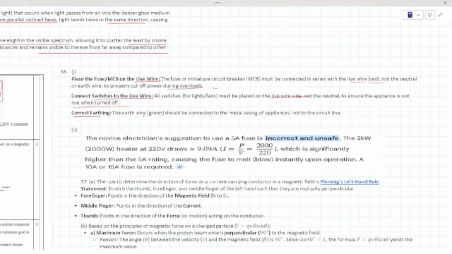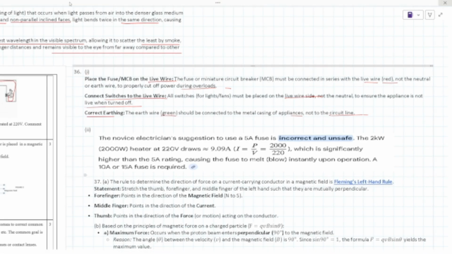Okay? And correct earthing: the earthing is only connected to the metal body, not to the circuit line. Okay? These are the points to keep in mind.